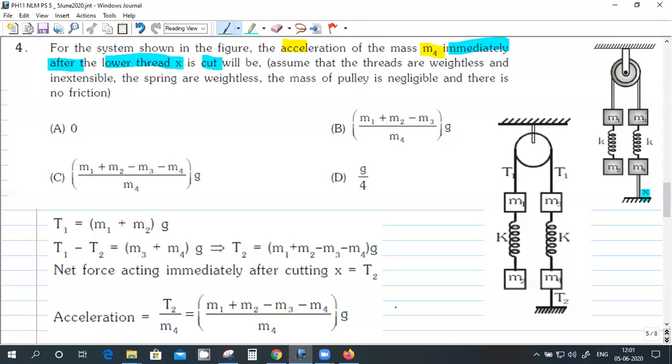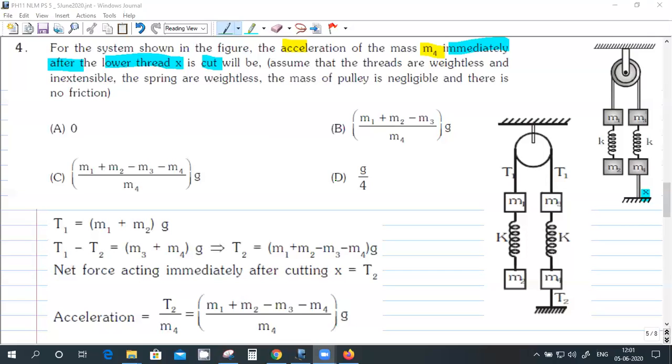It will compress. No, it will not change immediately. It will take a finite amount of time. So just after it is cut, the extension will remain the same. Because the spring is like a cushion, it will not change immediately. Sir, but in the question it's asking immediately, right? So it will be 0 then. What is 0? It's asking immediately in the question.